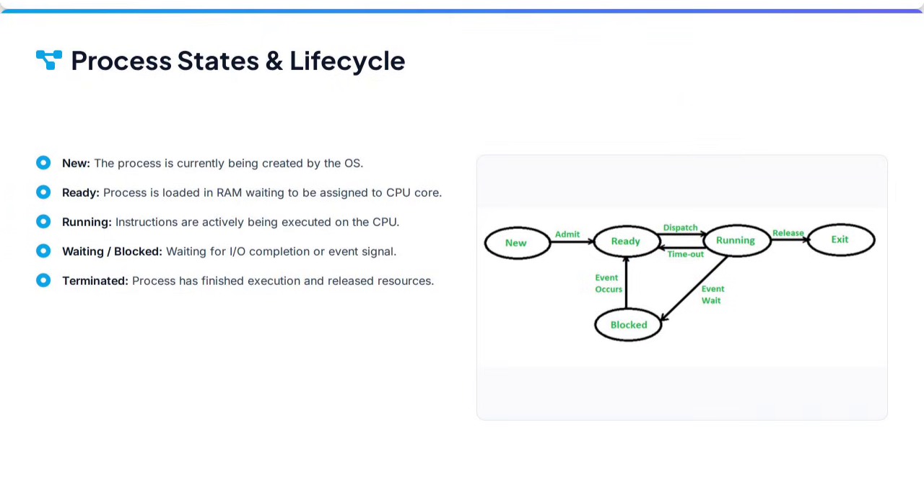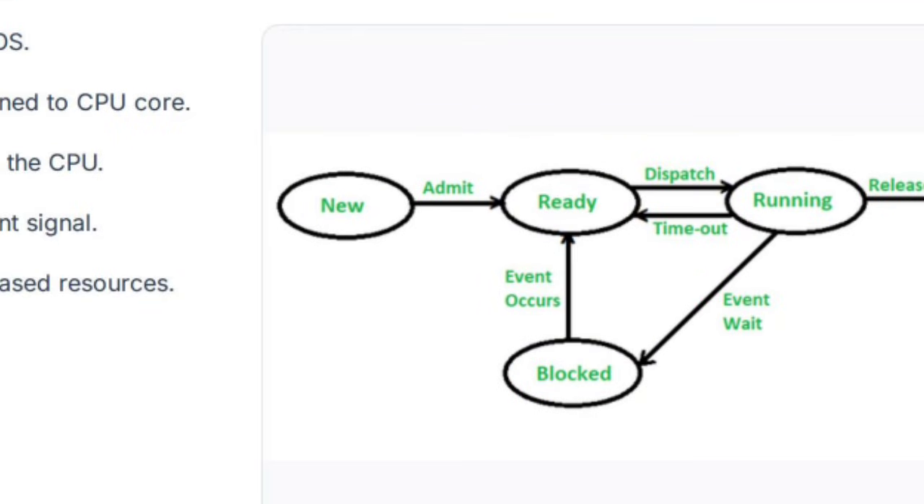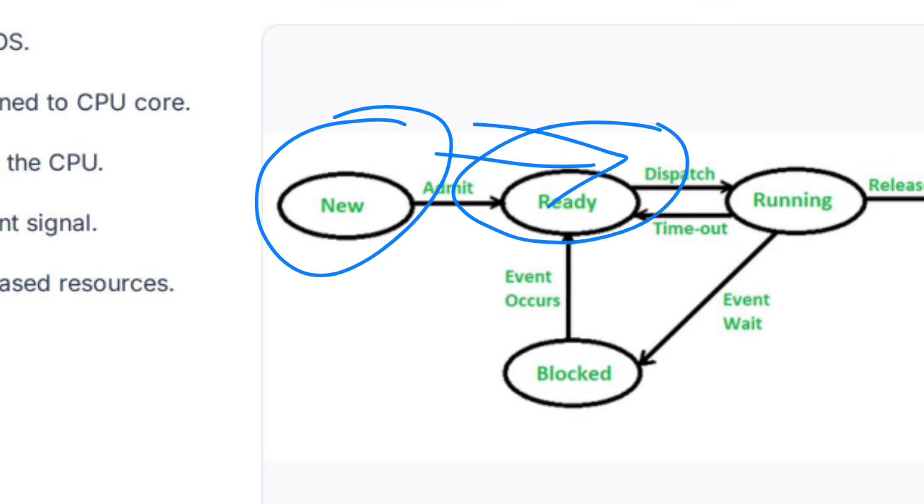Then, process states. Process states are very important. Let's understand process states. A process does not remain in the running state all the time. It moves through different states during its life. The first state is new, because when a process is being created it is in the new state. Then it moves to the ready state.